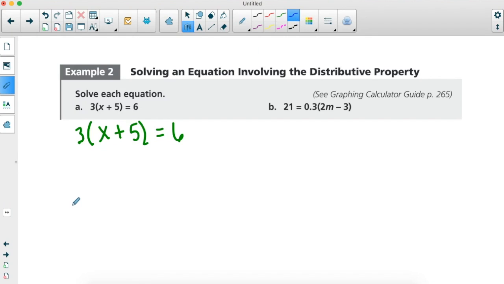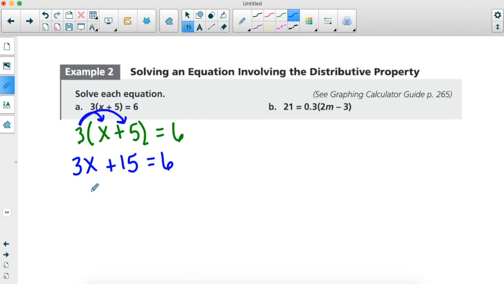Okay, so I notice here that I'm going to have to distribute the 3. So I'm going to distribute into each term. 3 times x is 3x. 3 times 5 is 15. And then equals 6.